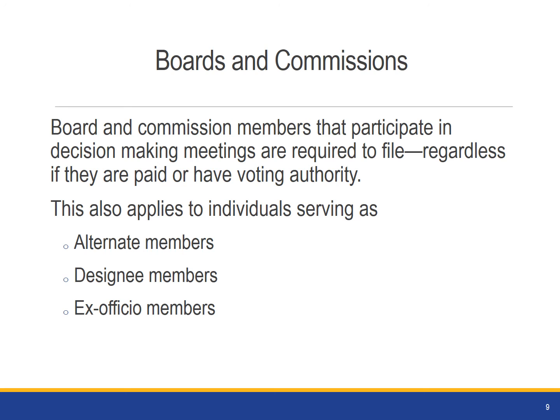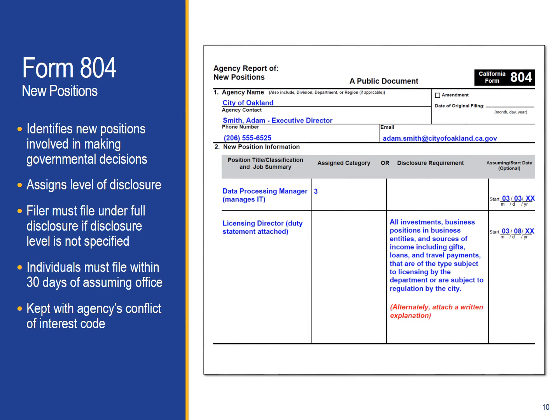For boards and commissions that appoint alternates, designees, and ex officio members, be aware that these individuals must file statements just like regularly appointed members, even if they are not paid and do not vote. Remember to add these filers to your log and track their filings just like any other filer. Newly created positions that make or participate in governmental decisions must file an assuming office statement within 30 days under your agency's broadest disclosure category, unless you provide for more limited disclosure.